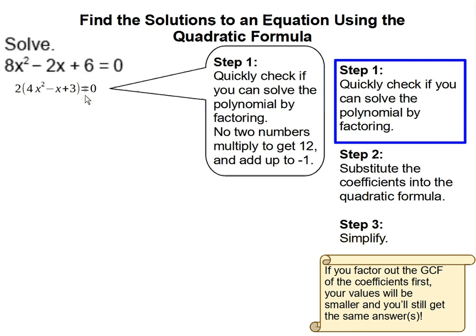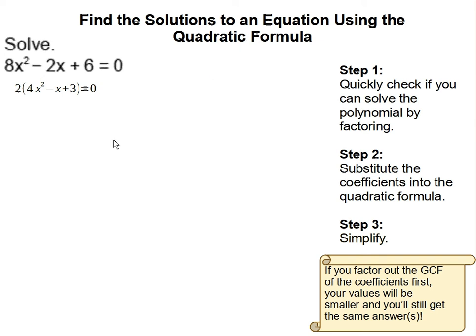So I factor a 2 out. Then we look at this trinomial on the inside. So we want to say, okay, what multiplies to 12 but adds up to -1? Must be positive 12, right? So I can't think of anything. So in this case, we're going to go to step 2.